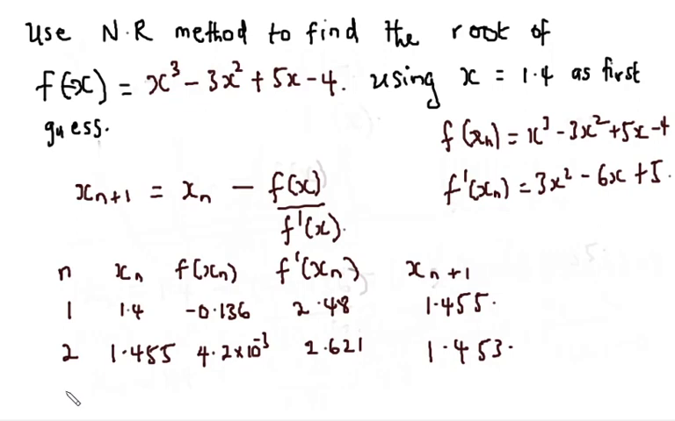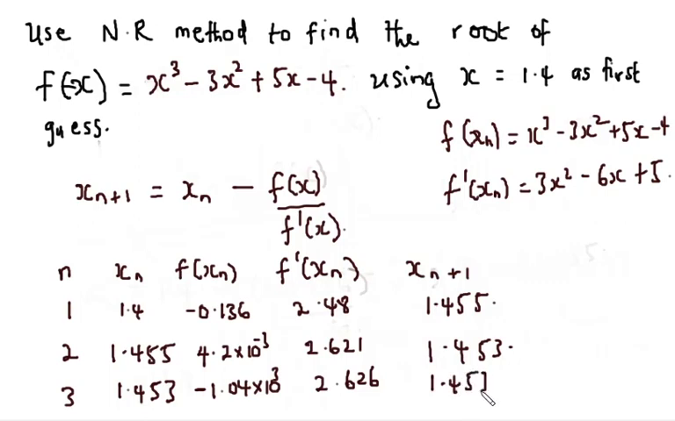For my third iteration, I'm using 1.453 here. So if you pause the video and try to do the same thing again, you should get minus 1.04 times 10 raised to the power 3. And then here you should get 2.626. Then here you should get 1.453. So that's the basic idea.